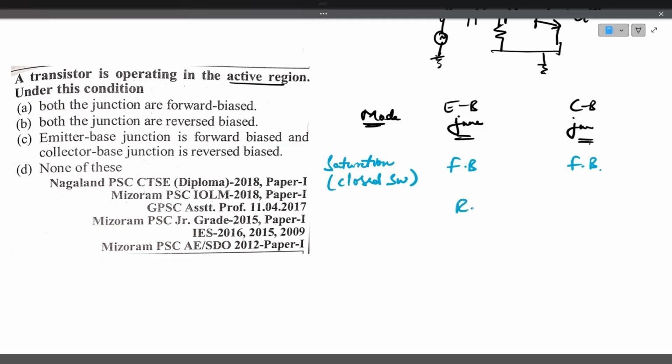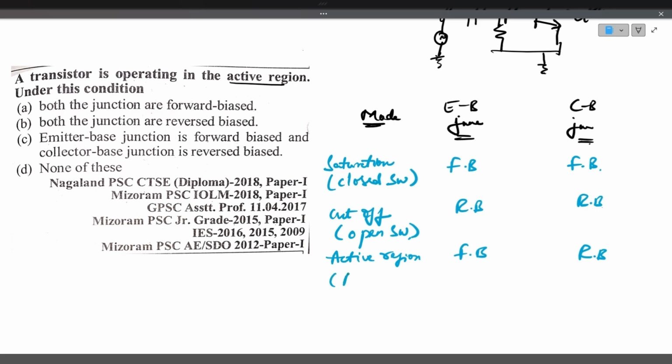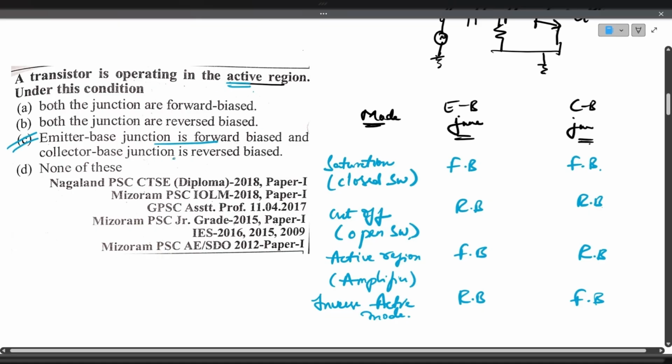If the emitter junction is reverse biased and the collector junction is also reverse biased, the transistor acts in cutoff mode, like an open switch. If the emitter junction is forward biased and the collector junction is reverse biased, this is the active region. This drives the transistor into the active region, so it acts like an amplifier. If the emitter junction is reverse biased and the collector junction is forward biased, this is called inverse active mode. So here he is asking for the active region. So the answer is option C. Emitter base junction is forward biased and collector base junction is reverse biased.